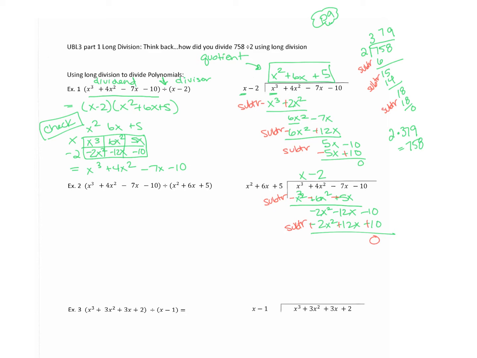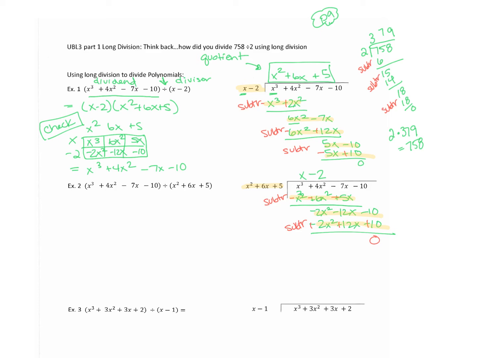Also notice in number 1, we were dividing. Our divisor was a binomial. And you'll notice all throughout my work, everything was a binomial that I was working with. And in the second problem, our divisor was a trinomial. And you'll notice then I was always working with a trinomial in my work.